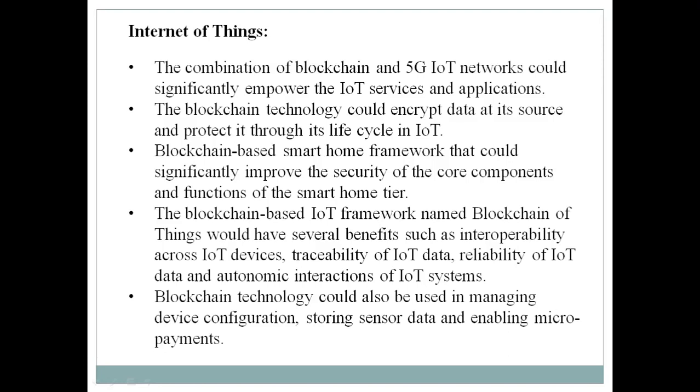For the Internet of Things, the combination of blockchain and 5G IoT could significantly empower IoT services and applications. The blockchain technology could encrypt data at its source and protect it through its life cycle in Internet of Things scenarios. A blockchain-based smart home framework could significantly improve the security of core components and functions of the smart home tier. Another blockchain-based IoT framework named Blockchain of Things would have several benefits such as interoperability across IoT devices, traceability of IoT devices, their reliability, data, and autonomic interactions of IoT systems. Blockchain technology here also could be used in managing device configuration, storing sensor data, and enabling micropayments.